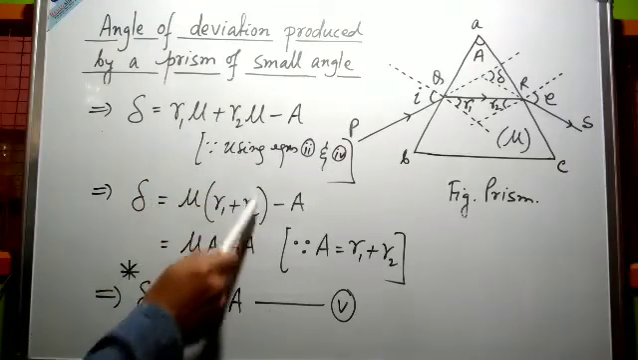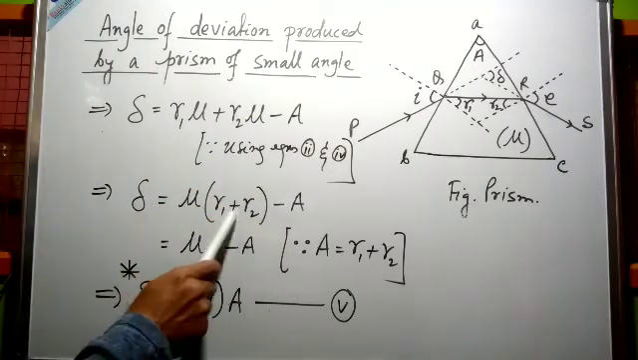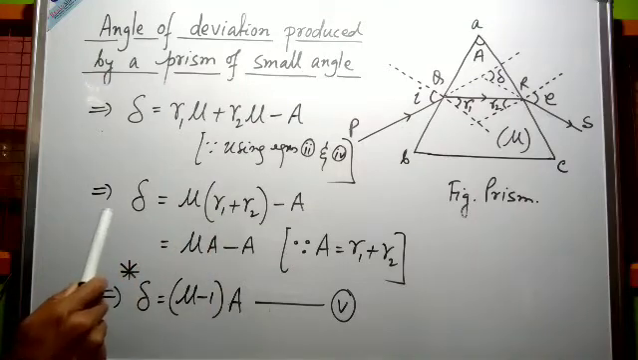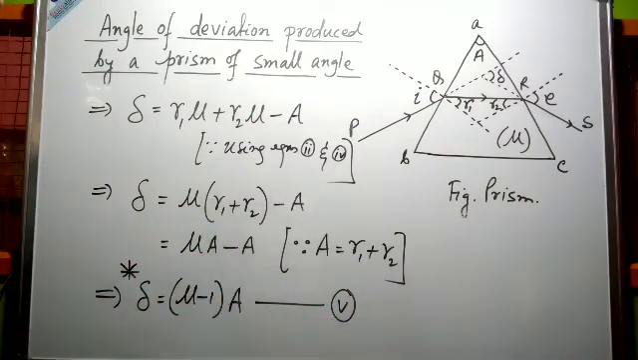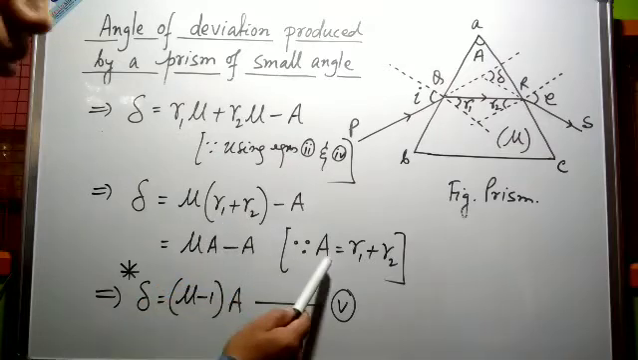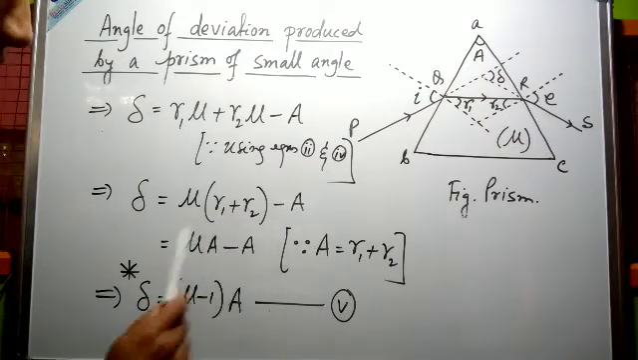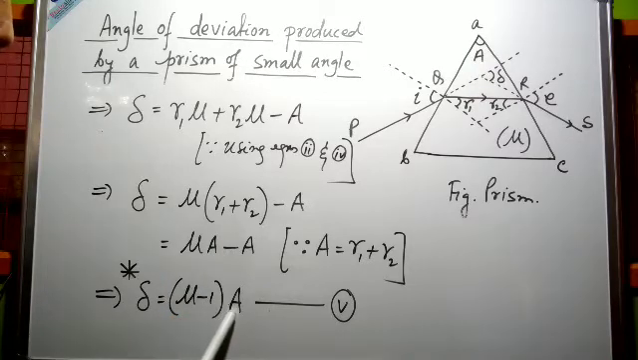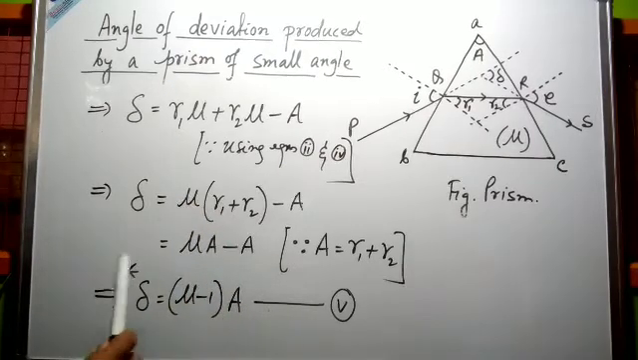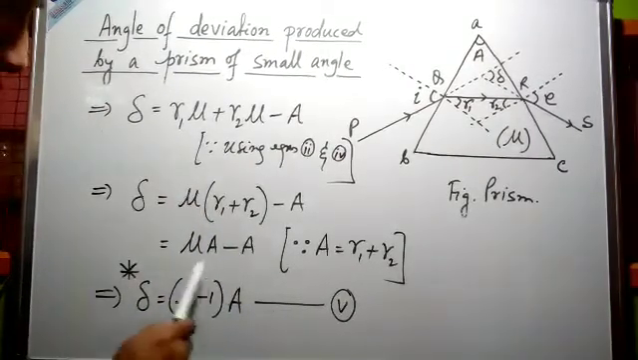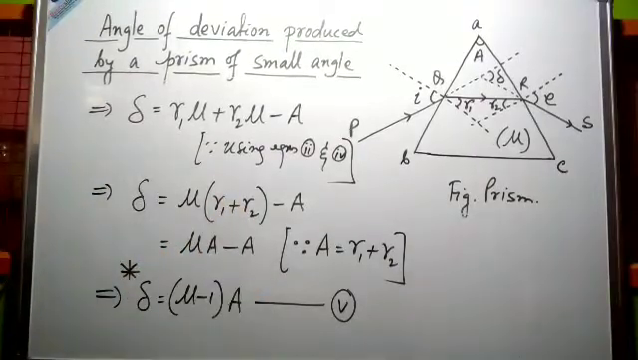Delta equals μ times (r1 plus r2) minus A. Then r1 plus r2 is the angle of prism A, as we derived earlier in the formula. So r1 plus r2 is the angle of prism A. Taking A common, we get delta equal to (μ minus 1) times A. This is equation number 5, the angle of deviation produced by a prism of small angle. This is the formula we derived, and we will apply it to a numerical problem.